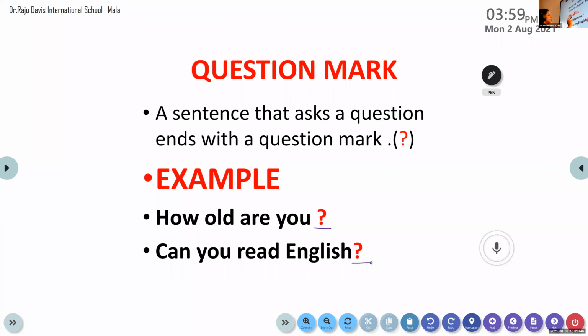Okay, so how old are you? So you have to place a question mark. Can you read English? Yes, it's a question. So we have to put a question mark at the end of the sentence. Okay, I hope it's clear. Now, this is what the concept is, nothing else. Begin a sentence with a capital letter. Not only when we begin a sentence, but also names of people and places, special names of people and special names of places. See that you begin with a capital letter, end the sentence with a full stop. And if the sentence asks a question, see that you end the sentence with a question mark. Okay, these are the basic things you need to know.